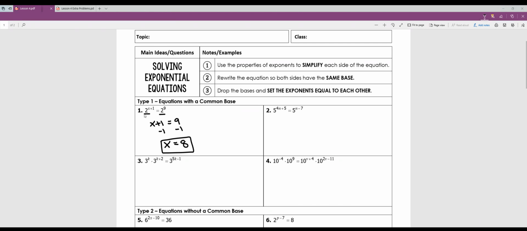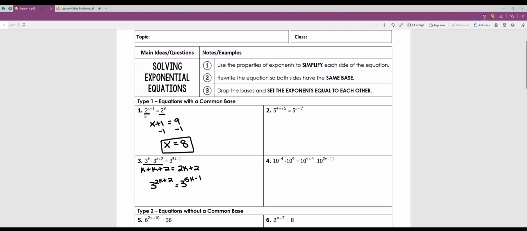Now, if we look at number 3, though, I need to start with step number 1, which is simplifying. So on my left side here, I have 2 bases that are being multiplied. And remember, when I multiply bases with exponents, I add their exponents together. So k plus 2 is equal to 2k plus 2. So on the left side, I'm going to have 3 to the 2k plus 2 power is equal to 3 to the 5k minus 1 power.